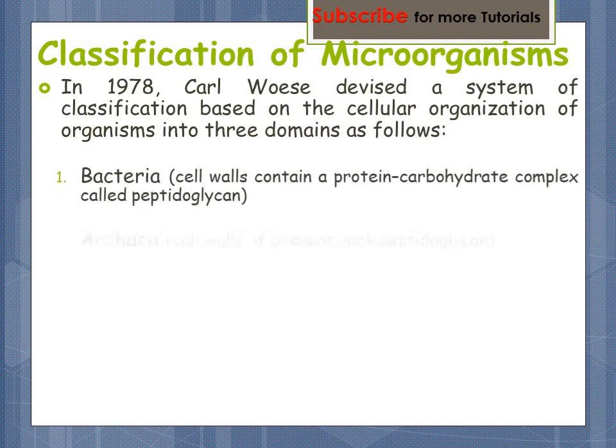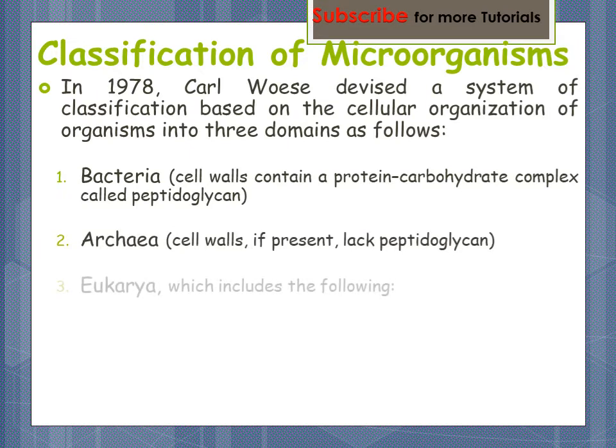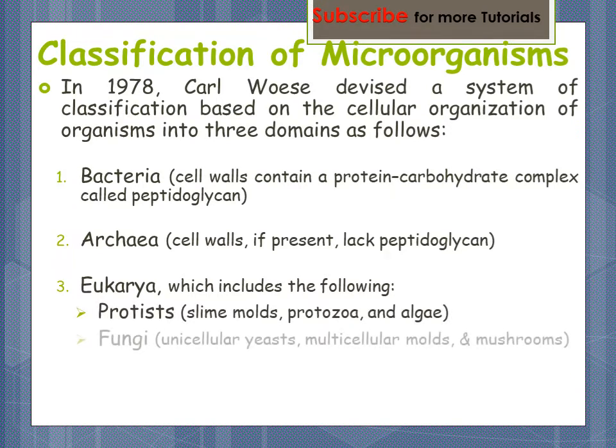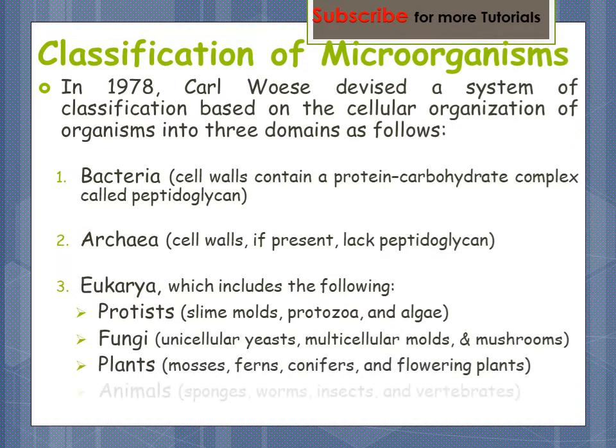That is, bacteria, they have cell walls. The cell walls are composed of peptidoglycan. Archaea, they don't have cell walls, and those that have, the cell walls are not made of peptidoglycan. Then you have Eukarya. These include protists, fungi, plants, and animals.